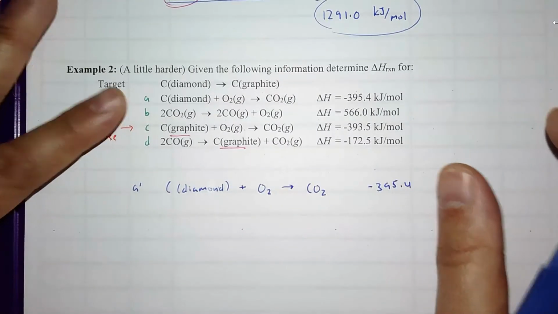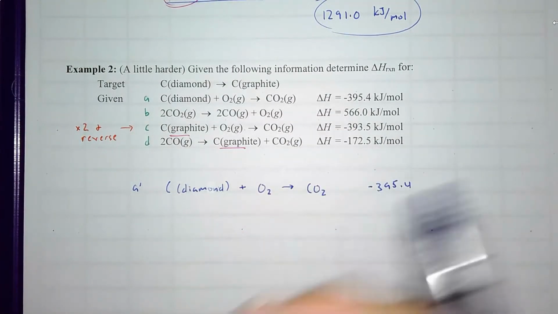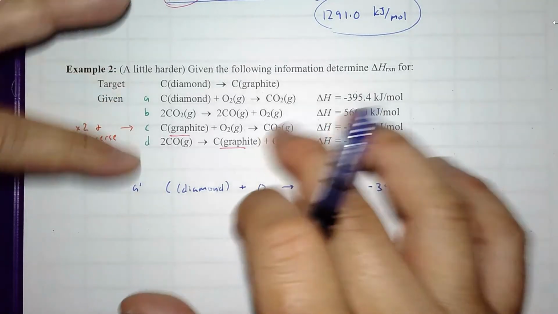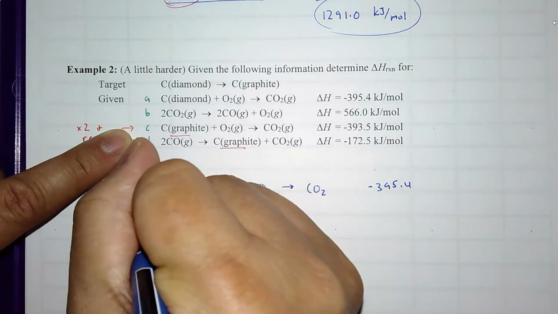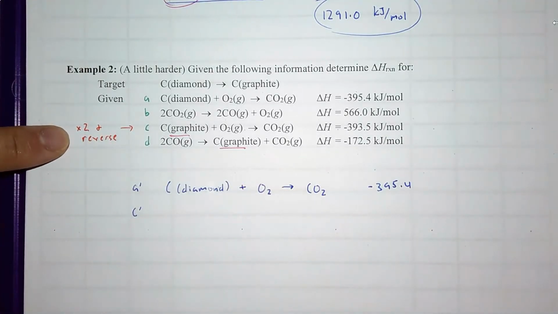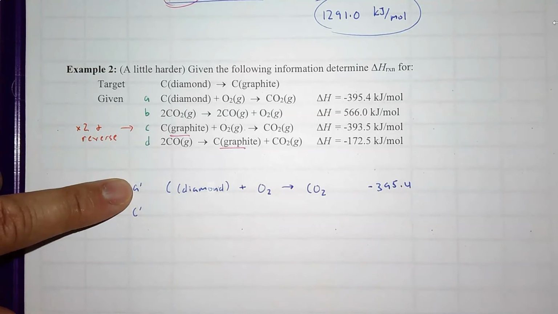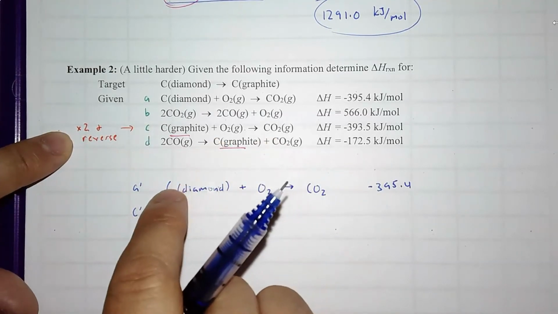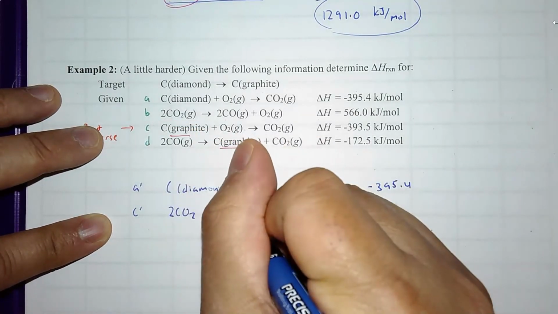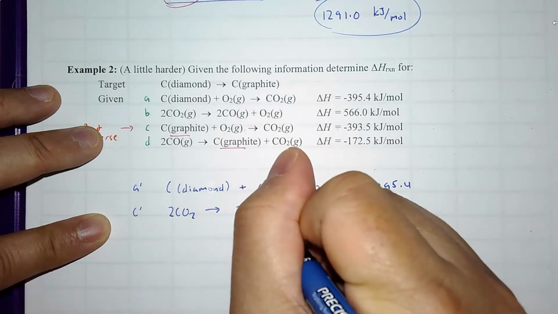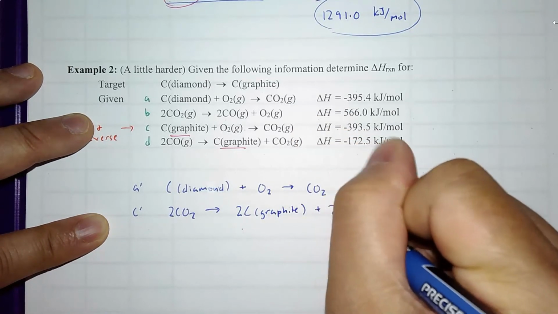For me, I have to take a guess and then see if I can resolve it and work it out. And if it doesn't work out after 5 minutes, or I realize it's never going to work out, then I'll try something else. But let me try this, C prime. So I'm going to try to do both of these manipulations on the fly. I'm going to reverse and then multiply by 2. So I'm going to have 2 CO2 going to 2 C graphite plus 2 O2.